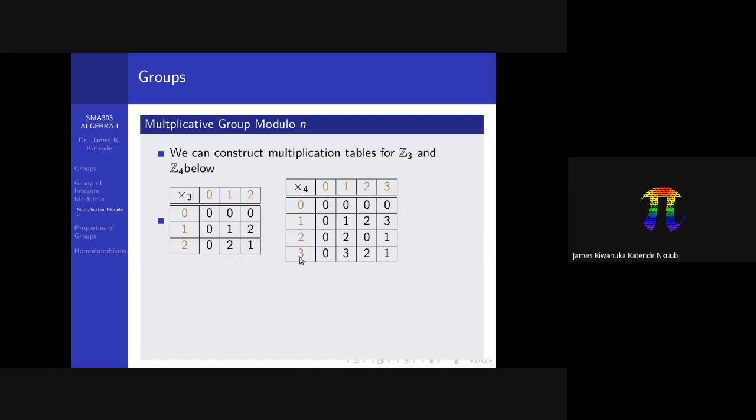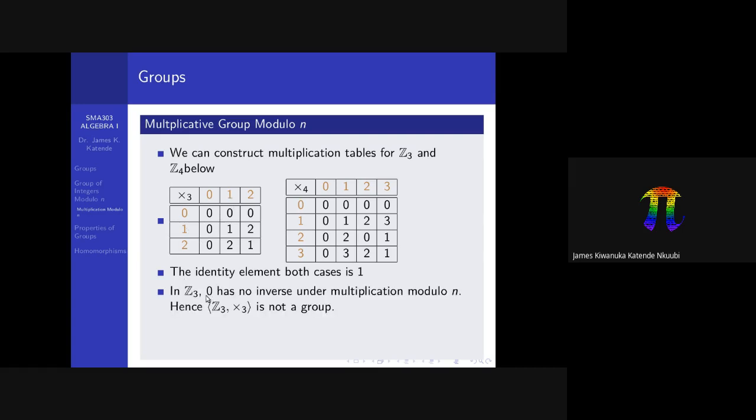And you can see it here because 3 times 2 gave you 2 here. It should be the same up here. 2 times 1 gives you remainder 2 when divided by 4 and so on. So I hope that makes sense. So we will notice that the identity element in both cases is 1.